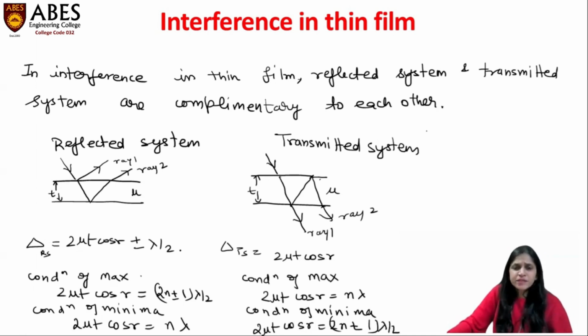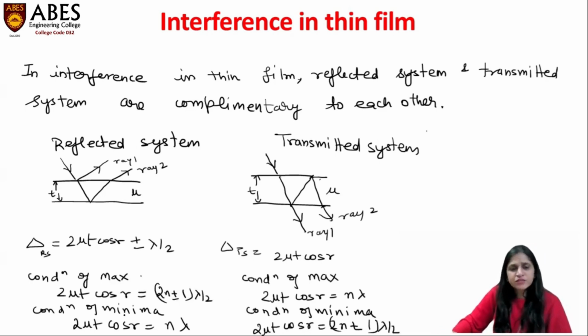Now see, complementary means that if the fringes are forming, where the bright fringe forms in the reflected system, at that place the dark fringe will form in the transmitted system. Because we see that in both cases, the condition of maxima and the condition of minima are the same. If the condition of maxima of the reflected system is (2n plus minus 1) lambda by 2, then the condition of minima of the transmitted system is (2n plus minus 1) lambda by 2.